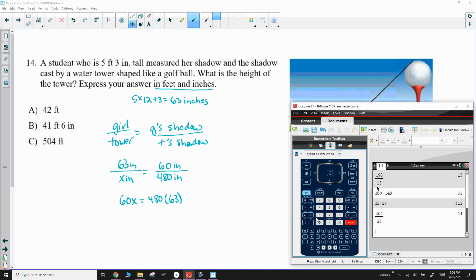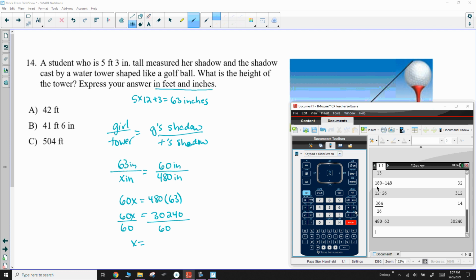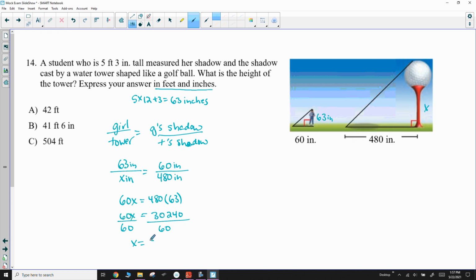So 480 times 63 is equal to 30,240. This is 60x. I need to divide both sides by 60. That's going to give me 30,240 divided by 60 equals 504. So 504, and this is in inches.